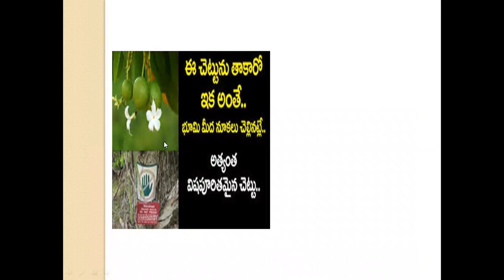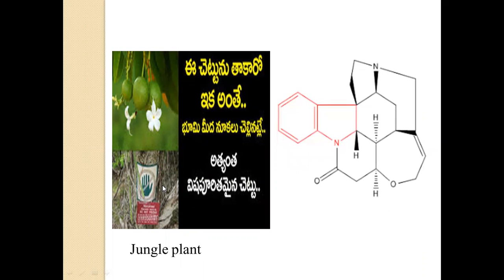So here, if you can see, there is a statement given. This is the most highly poisonous tree. So this is highly poisonous, and we need to be very careful when we take strychnine as a medicine or in the form of a medicine. It should be taken in very small quantities.